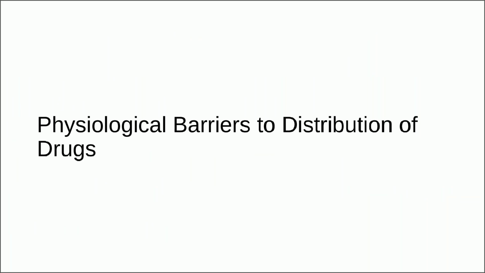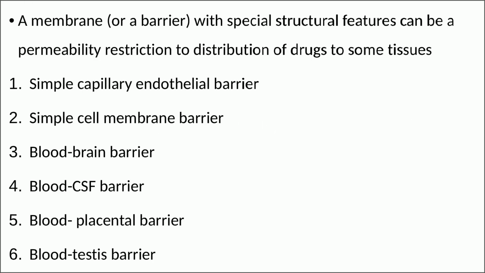Now let us see the physiological barriers to distribution of drugs. A membrane or a barrier with spatial structure features can be a permeability restriction to distribution of drugs to some tissues. Let us see what kind of physiological barriers we have inside the body.